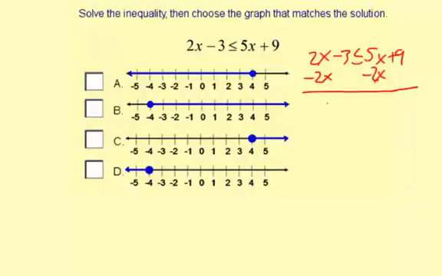So 2x minus 2x is 0, and minus 3, we don't need to write the 0, less than or equal to 5x minus 2x is 3x, and then plus 9. So we want to get the x by itself. The next step is going to be subtract this 9.